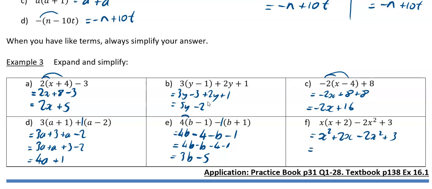So let's write all of our x squared terms together, then all of our x terms, and then all of our numerical terms. x squared minus 2x squared will be minus x squared. Then you have plus 2x, and then you have plus 3.